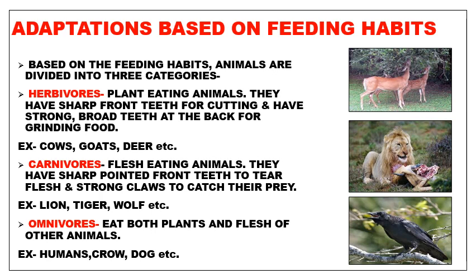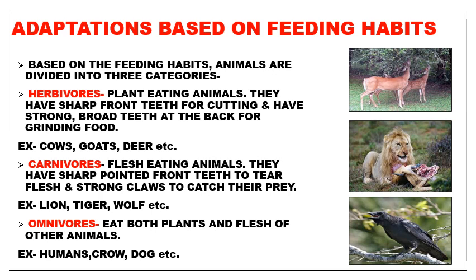Herbivores are the animals that eat plants or plant products. For example, cow, goat, elephant, deer, etc. These animals have sharp incisors for biting and pulling out plant products, and strong premolars and molars for grinding.